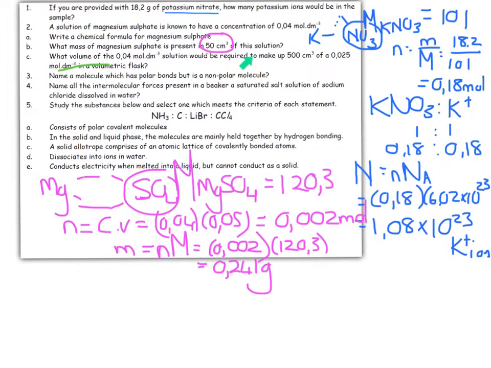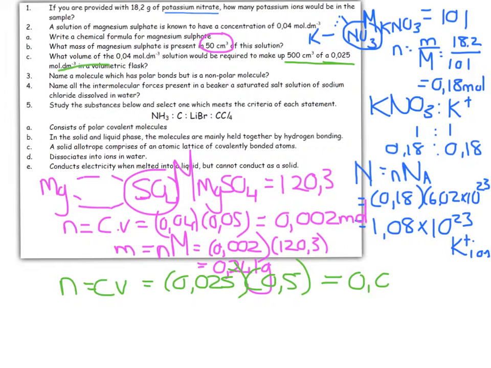Then it says, what volume of that solution would be required to make up 500 centimeters cubed of another concentration in a volumetric flask? So this is your dilution thing, where the first thing you do is you say, what do I know quite a lot about? And I know quite a lot about 0,25 moles per cubic decimeter and 0,5. I can get a number of moles from that. Number of moles is equal to concentration times volume. 0,025 multiplied by 0,5 decimeters cubed, and my number of moles is 0,0125.